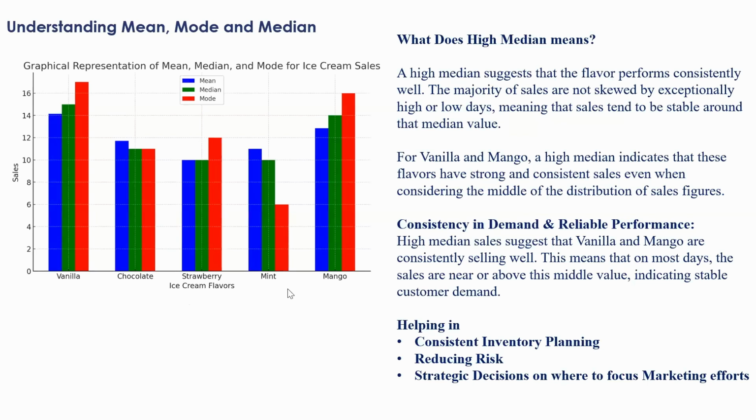Basically high median will help you in reducing your risk क्योंकि वो stable products रहेंगे, consistent inventory planning and strategic decision on where to focus on marketing. But because we only have 7 days data, 7 days data से क्या कर सकता है? कुछ तो कर सकता है. So we are just using an example. This is just for your understanding and helping you understand the context.